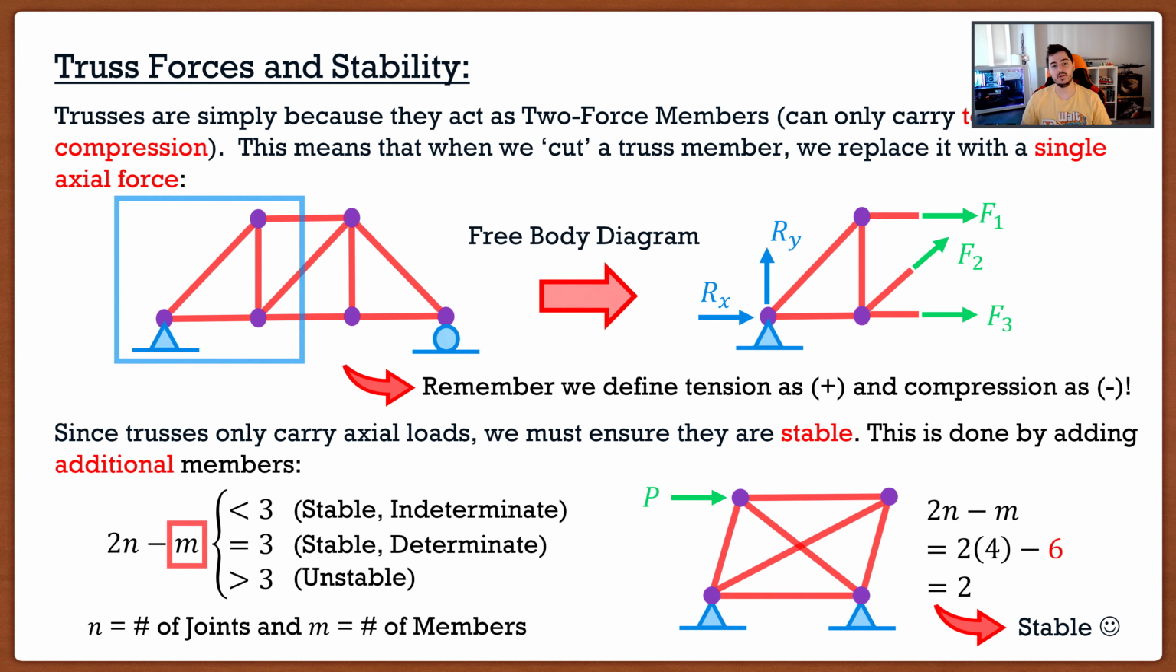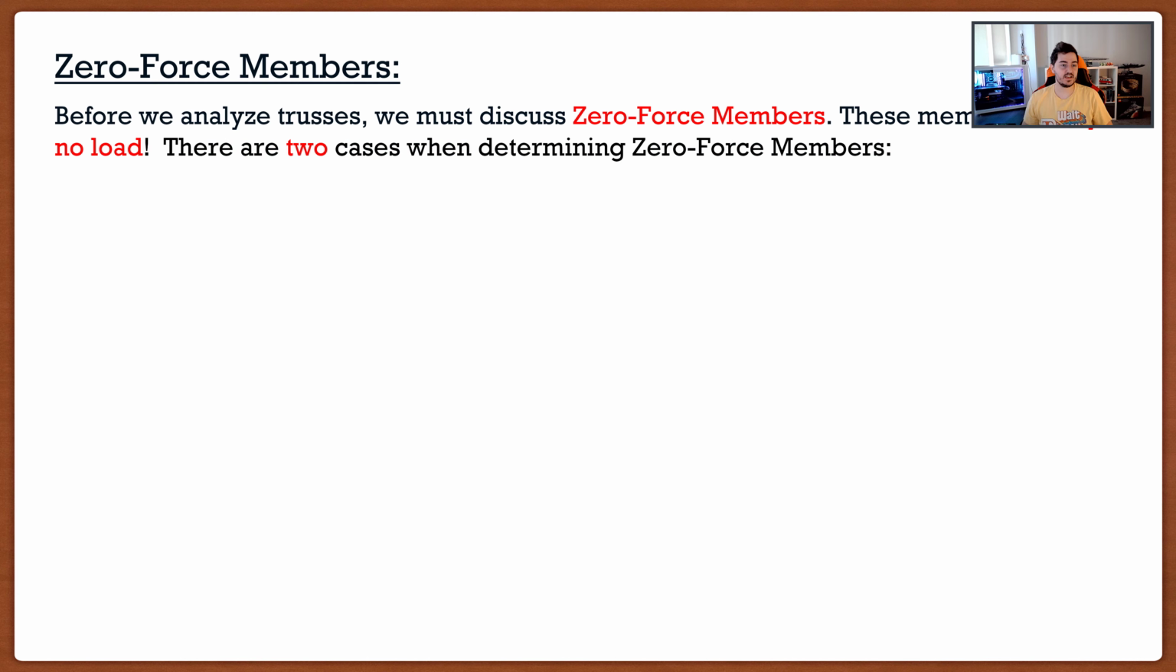Now, the last thing that we're going to talk about before we get into the real fun stuff, I forgot to mention that in this particular class, we are going to be focused on stable and determinate trusses. Indeterminate wouldn't do anything, because if I give you a truss you can't solve, nobody gets anywhere really. So the last thing we're going to discuss are something called zero force members.